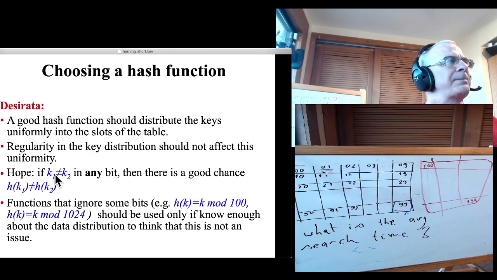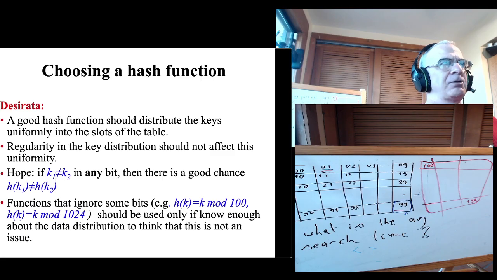And what I hope is that if the difference between them happens in any bit, no matter if it's the first bit or the second bit or where in the number it happens, as long as I have two keys, then I want to have a good chance that they'll map into different cells. Now, remember, you don't know what the keys are ahead of time. The power of the hash table comes because it's a dynamic data structure.